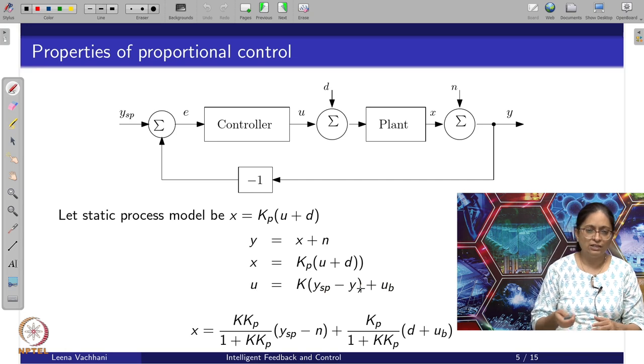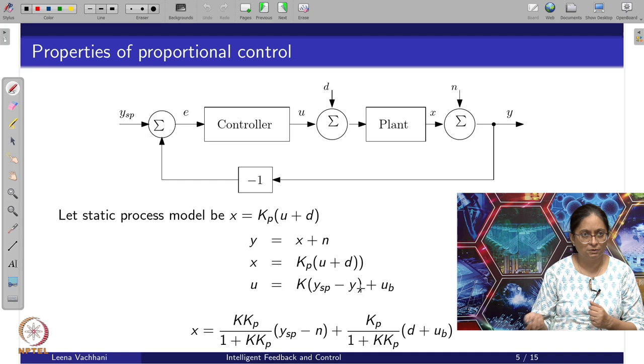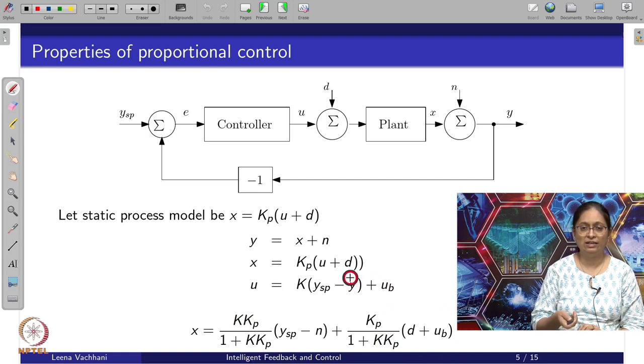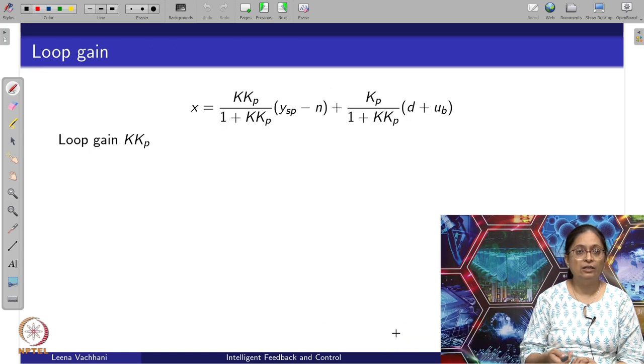When we substitute and resubstitute and bring the x in terms of the input ysp, we get a neater form given by this particular equation. Now, it is interesting to see, since this is an LTI system, this form is easier to understand: the change in the input ysp and the change in the noise input are opposite to each other because of the sign change, and their gain term turns out to be the same, whereas the bias term that we have added in the control output has the same effect as the disturbance term.